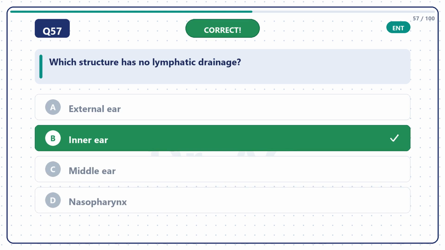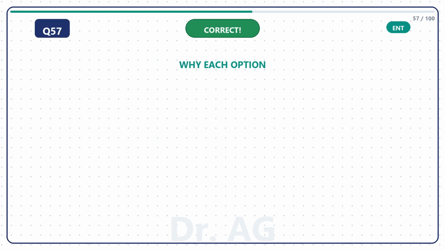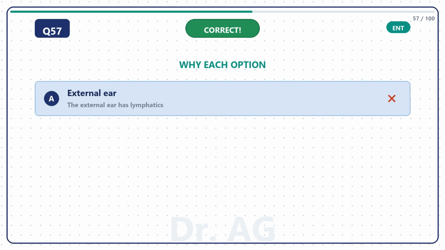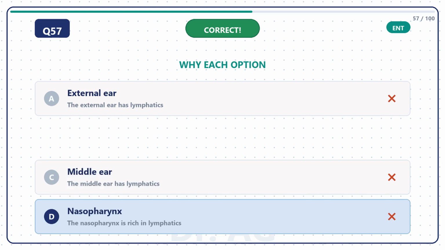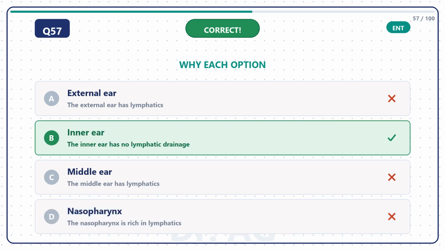Inner ear. Let's go through the options. External ear. The external ear has lymphatics. Middle ear. The middle ear has lymphatics. Nasopharynx. The nasopharynx is rich in lymphatics. And the correct answer is inner ear. The inner ear has no lymphatic drainage. So, the right answer is option B.